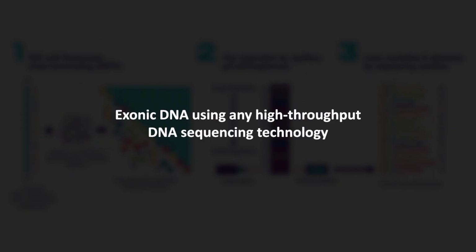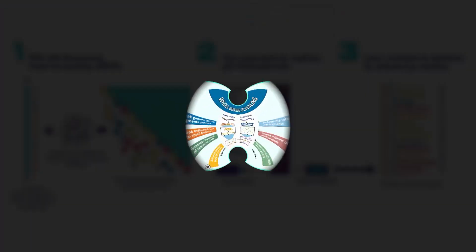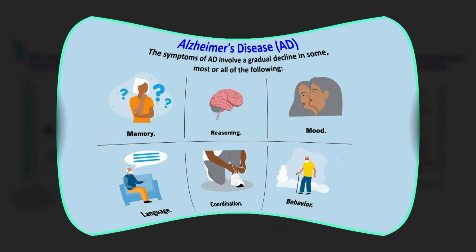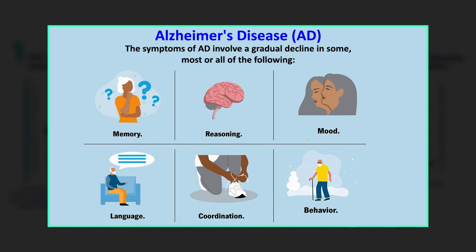The second step is to sequence the exonic DNA using any high throughput DNA sequencing technology. The goal of this approach is to identify genetic variants that alter protein sequences, and to do this at a much lower cost than whole genome sequencing, since these variants can be responsible for both Mendelian and common polygenic diseases such as Alzheimer's disease. Whole exome sequencing has been applied both in academic research and as a clinical diagnostic.